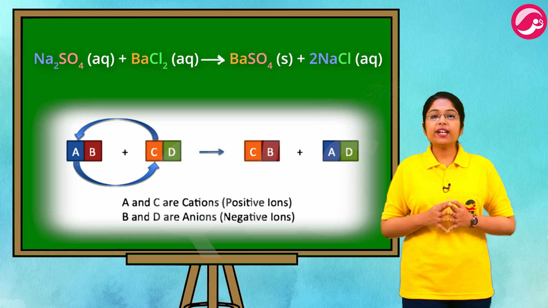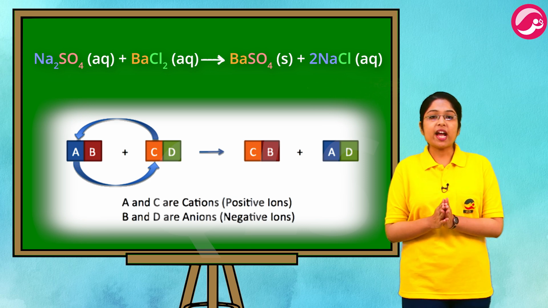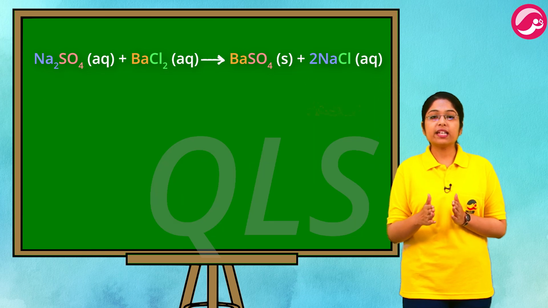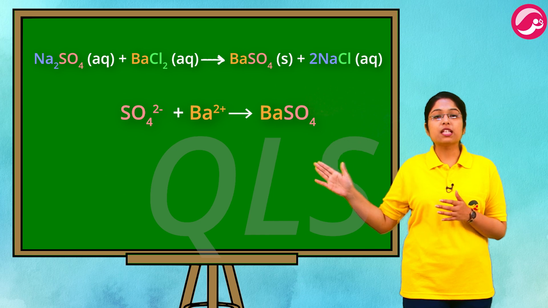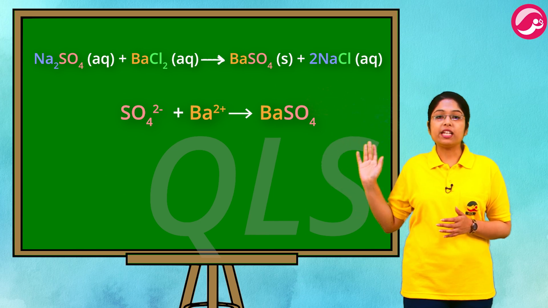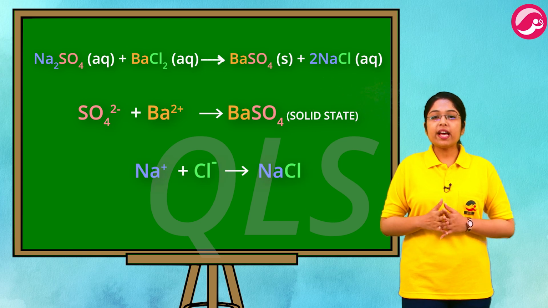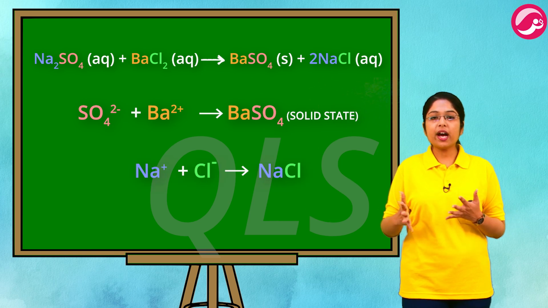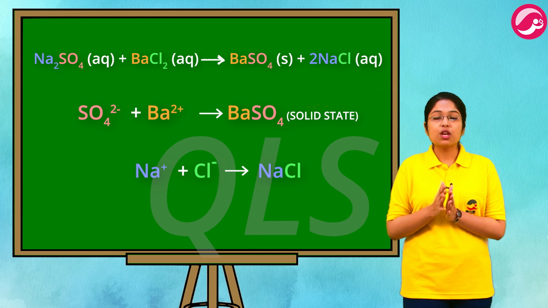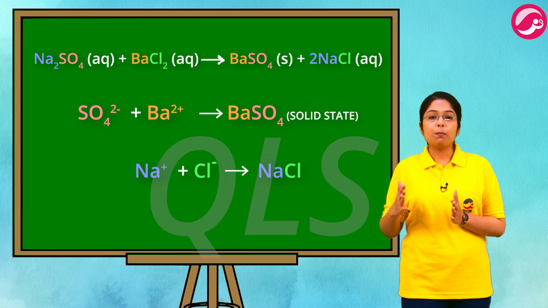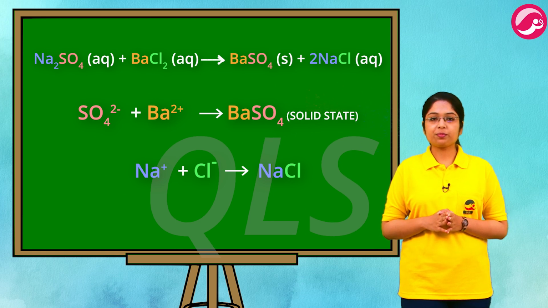Here, the sulfate anion was initially bound with sodium cation, but during the reaction, sodium was replaced by another cation, barium cation. So, sulfate anion plus barium cation gives out barium sulfate. While barium sulfate was formed, chloride anion and sodium cation were left behind. And as you know, positive and negative attract each other. Sodium cation and chloride anion bound to become NaCl, that is sodium chloride.